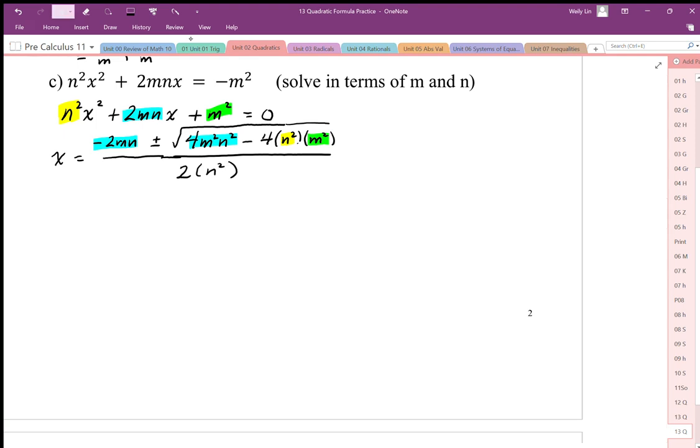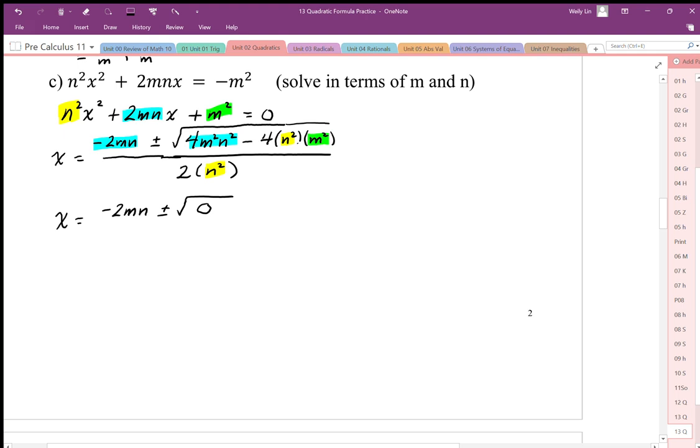So this is our quadratic formula. So this is a solution. But this solution is interesting. It's a little bit different because that square root part ends up being equal to 0. So when I simplify this, I end up with x equal to negative 2mn plus or minus the square root of 0. That part inside the square root is called the discriminant.